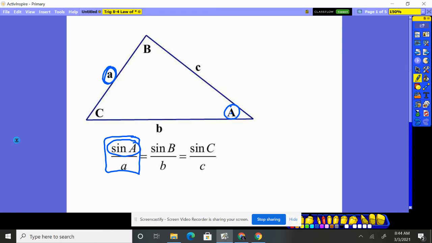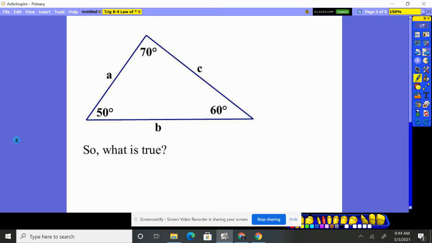So the sine of A divided by its opposite side will equal the sine of this over its opposite side, which will also equal the exact same ratio of sine of this C over its opposite side. Let's take a look, and let's see what's true here.